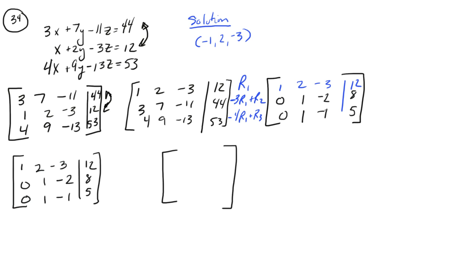So actually, this row 2 is good. So I'm just going to keep row 2 right where it is. And you've got to think about it now. I want to get rid of a positive 2, so I need negative 2 times row 2 plus row 1. And to get rid of a positive 1, I would just do negative row 2 plus row 3. Try that.